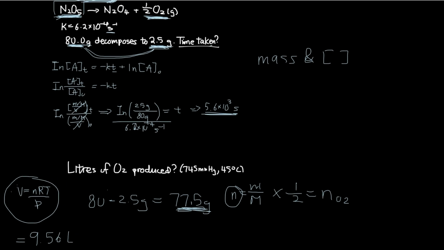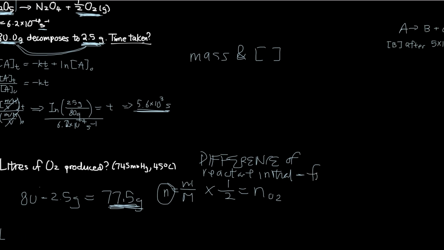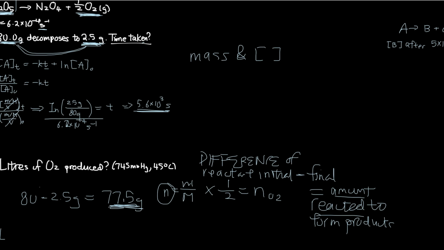So for this takeaway, I would say: difference of reactant, initial minus final, gives you the amount reacted to form products. So this amount would be the actual amount to use to do your stoichiometry.